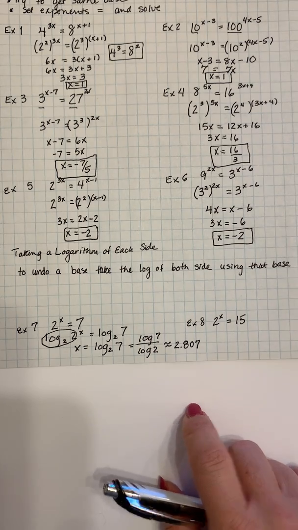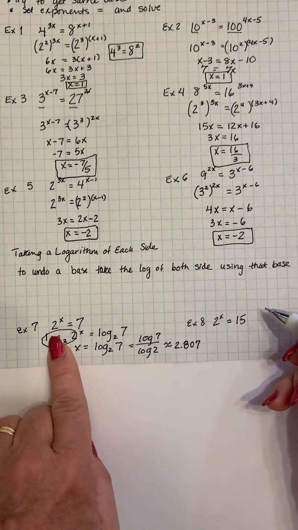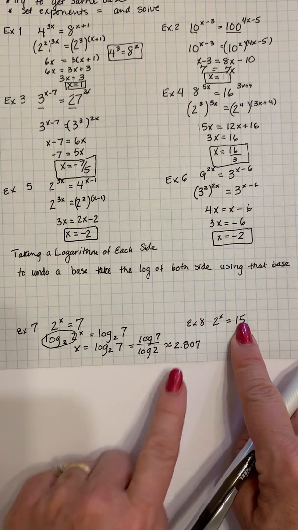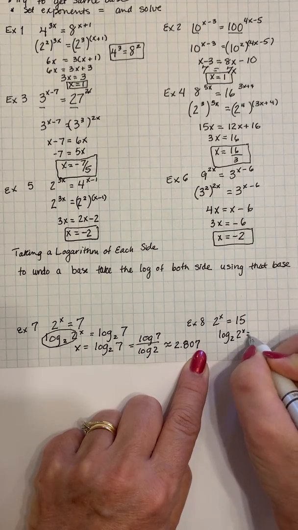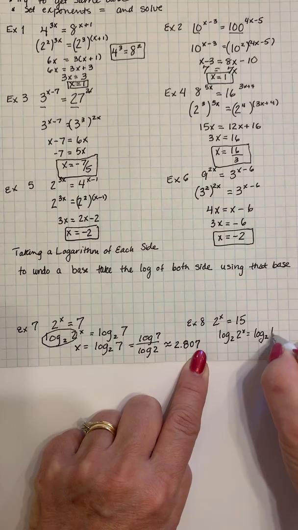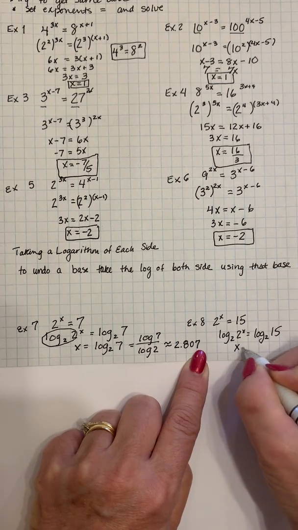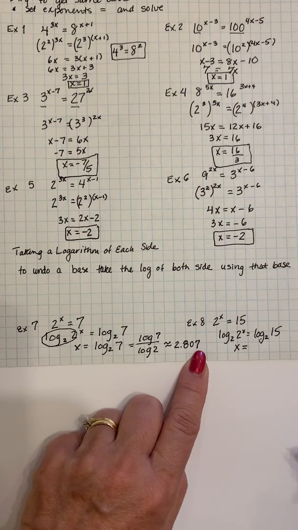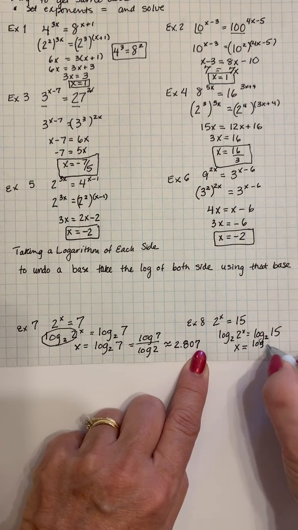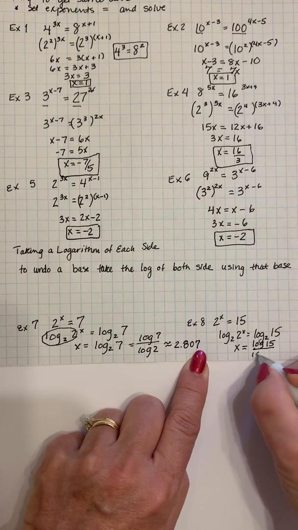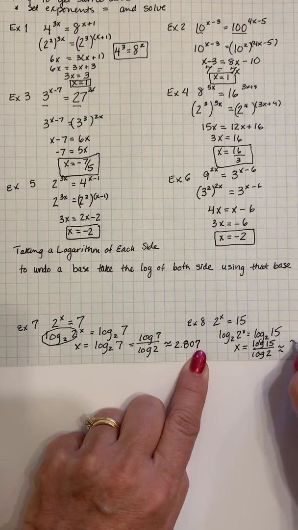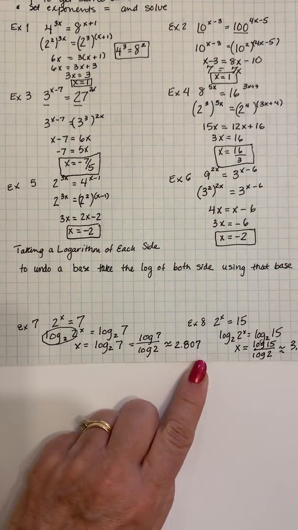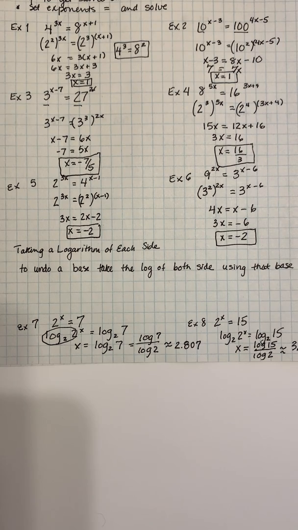It's not exactly equal. This one's almost identical to this one, except now instead we're saying 2 raised to what power is 15, but we'll use the same steps. Log base 2 of 2 to the x is equal to log base 2 of 15. These undo each other, leaving us with x is equal to, and let's use a change of base formula. Now remember, we could use natural log if we wanted to. And that is approximately equal to 3.907. 2 raised to the 3.907 is very, very close to 15.